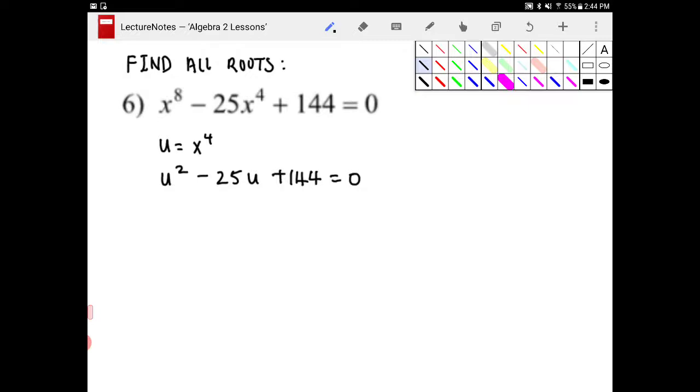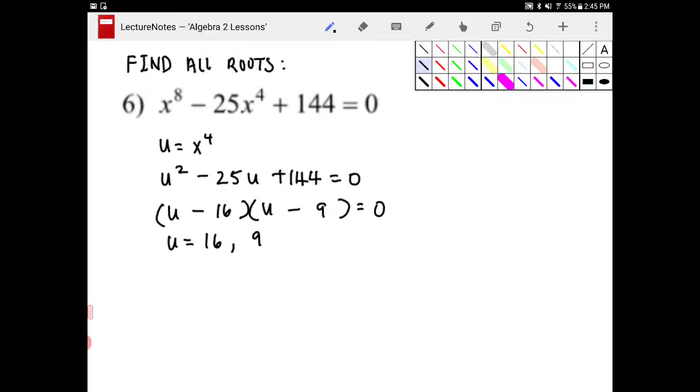At this point, it looks clearer that this is indeed a quadratic equation, and this is something that's factorable. What will this factor into? I need two numbers that multiply to 144 but at the same time add to negative 25. The numbers that come to my mind are 16 and 9. So it's u minus 16 and u minus 9 equal to 0. So what are going to be the roots of this equation? u happens to be 16 or 9.